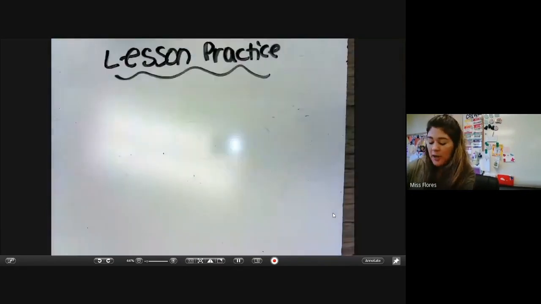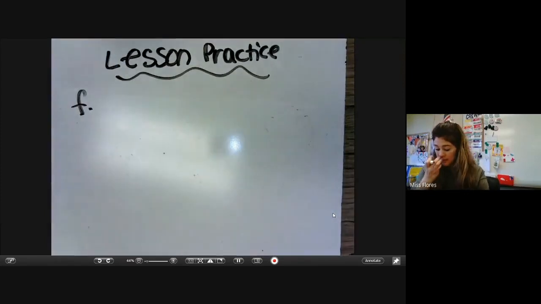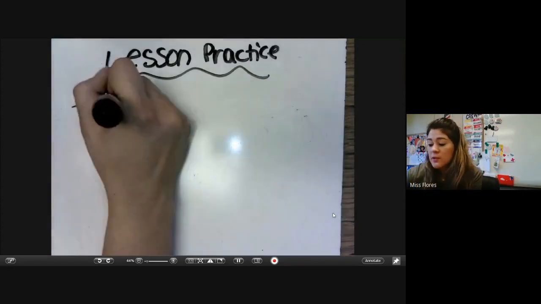All right, lesson practice F. It says to find 4 equivalent fractions for each fraction below. To do this, we need to multiply each fraction by 2/2, 3/3, 4/4, and 5/5. So remember, when we're multiplying fractions by fractions, we multiply the numerators with each other and the denominators with each other. So the fraction they give us is 1/4.